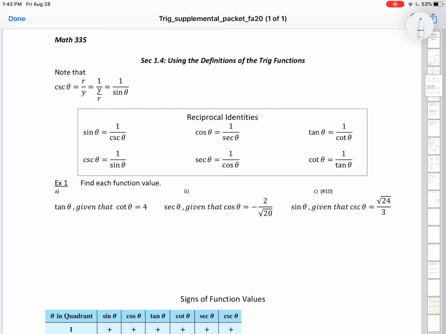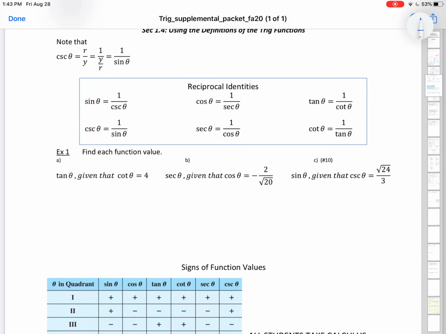That sine is the flip of cosecant. Cosecant is the flip of sine. Cosine is the flip of secant. Secant is the flip of cosine. Tangent is the flip of cotangent, and cotangent is the flip of tangent. Right? Things that we know.